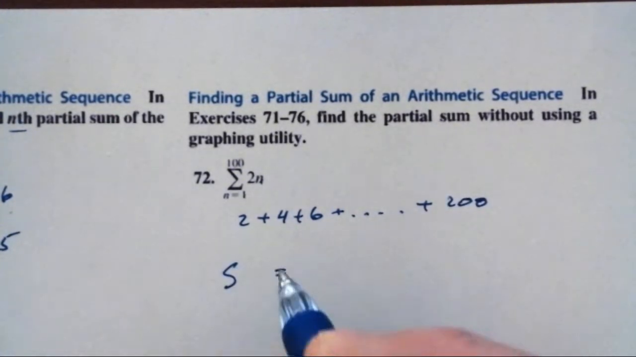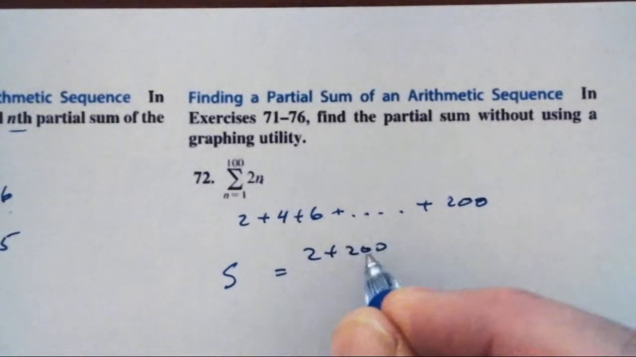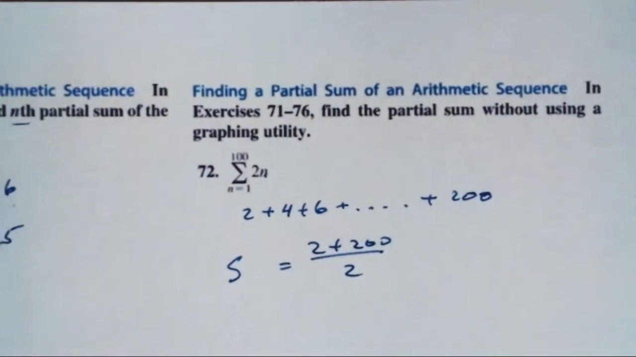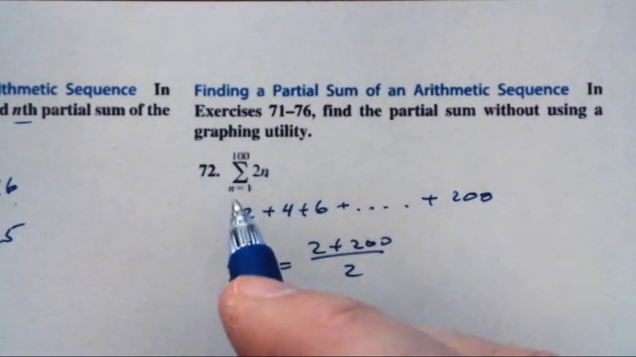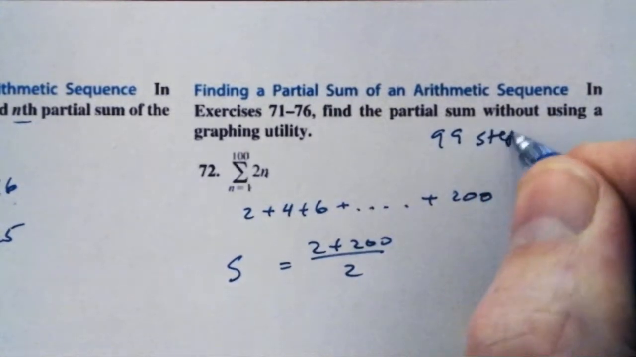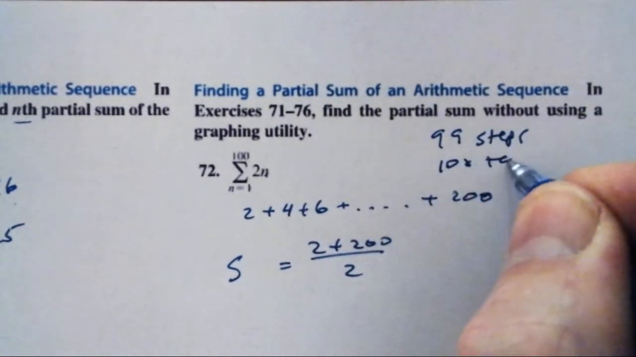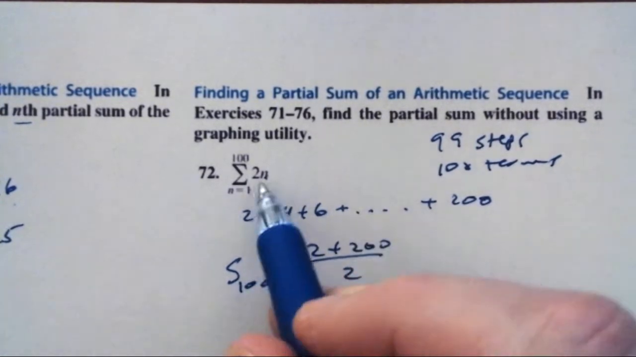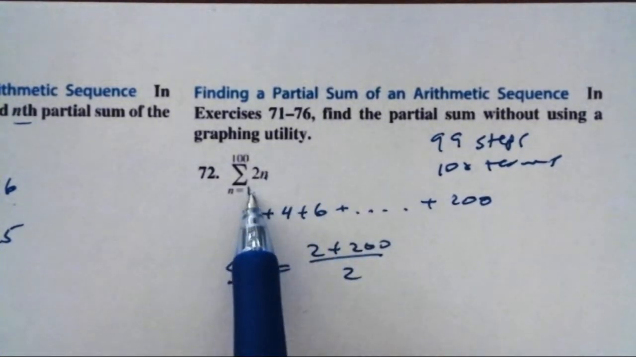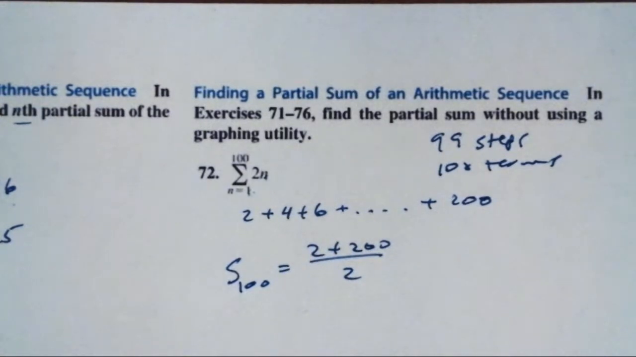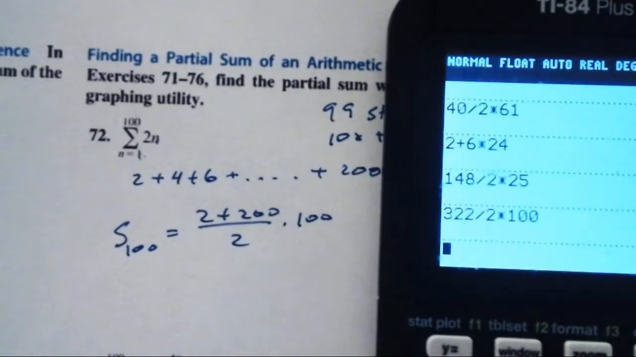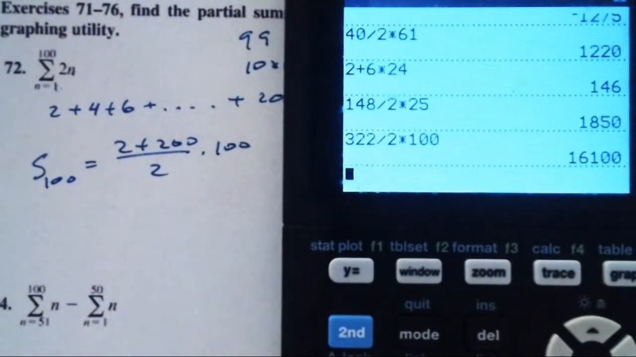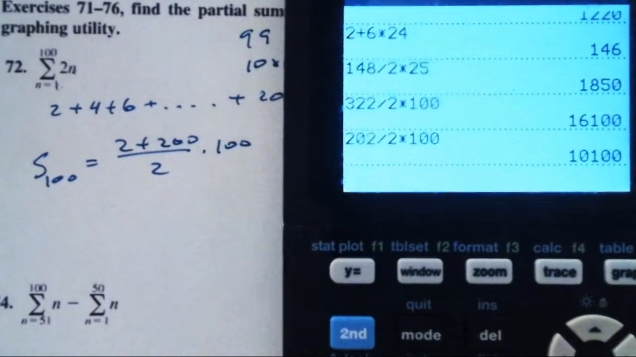So the sum of some number of terms is going to equal 2 plus 200 divided by 2, the average term. How many terms? Well, how many steps is it from 1 to 100? There's 99 steps, therefore 100 terms. I'm finding S100. Pretty clear when they go 1 to 100, but if this was 7 to 106, I'm not so sure that's as clear. So times 100. This one I could definitely do in my head, but we'll go ahead. 202 divided by 2 times 100. Nice friendly numbers. 10100.